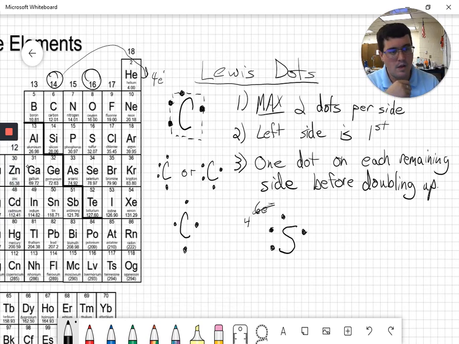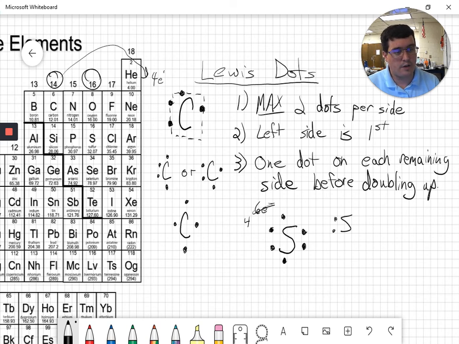All right, so where was I? Oh, yeah, 1 dot on each side before we double up any dots. So there's my 4th dot goes right there. I like to put mine on that side because I want it symmetrical. But remember, the key here is you've got 2 dots on one side, 2 dots on another side, and then a single dot on the remaining 2 sides.